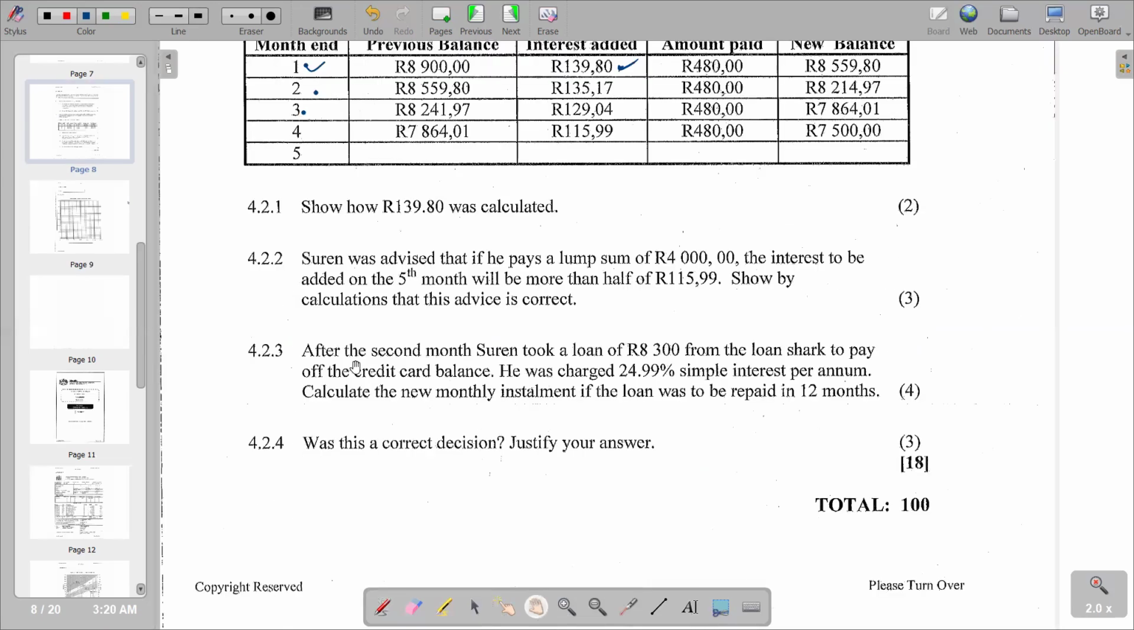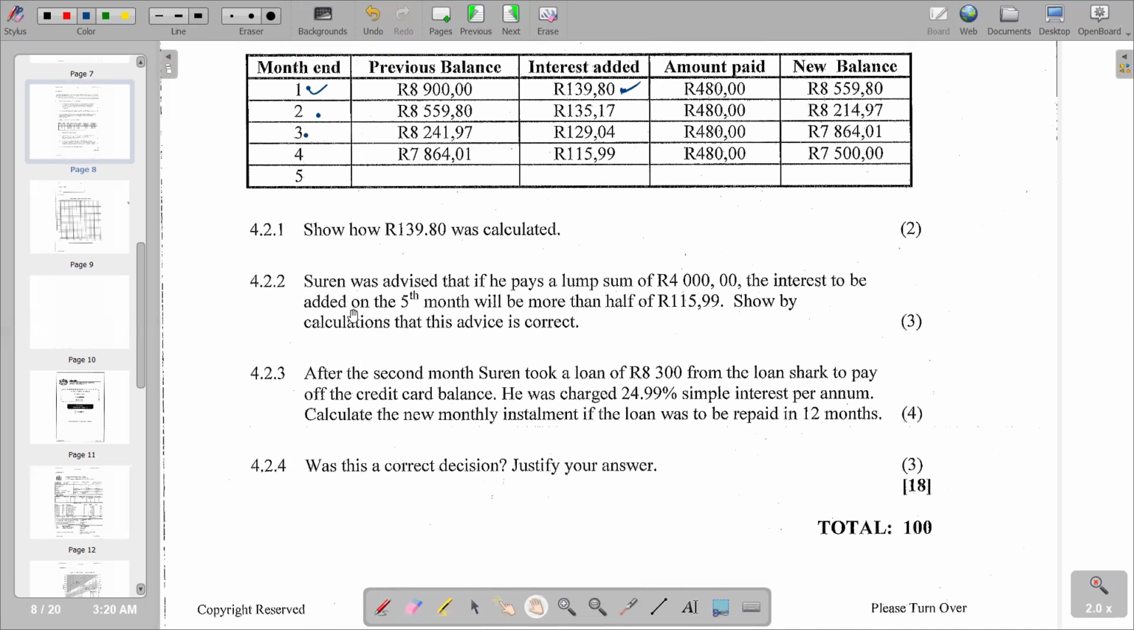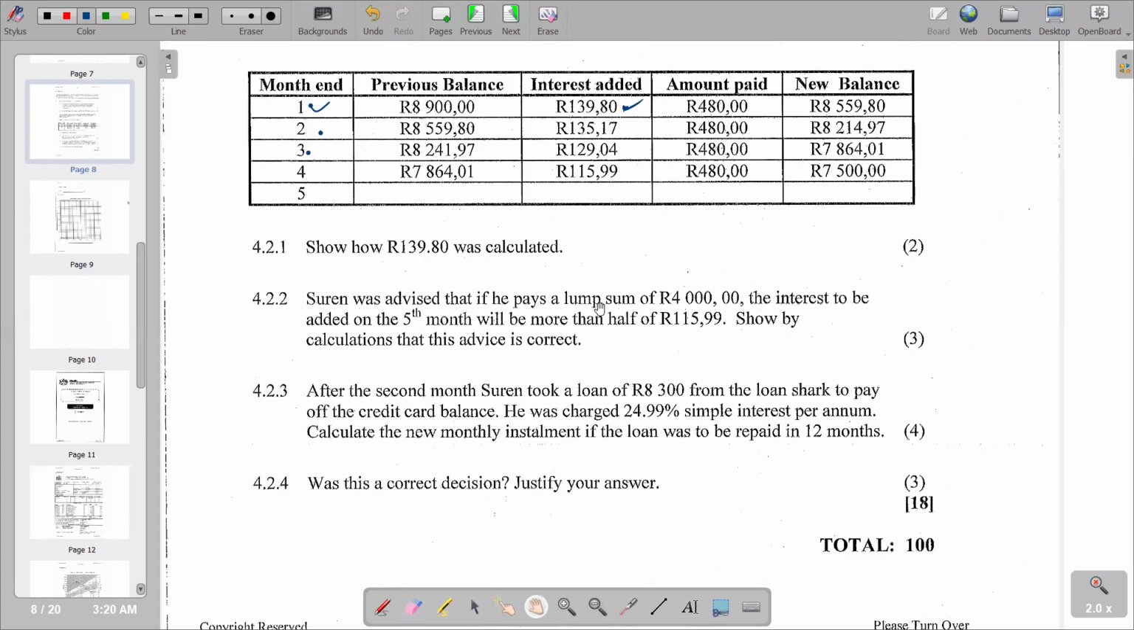We'll go to the next part, where 4.2.3 is saying after the second month, the student took a loan of... Maybe 4.2.2 is the next question that we're looking for. The student was advised that if he pays a lump sum of 4,000 rands, the interest to be added in the 5th month will be more than half of 115.99. Show by calculations that the advice is correct. So obviously, let's start by finding the half of 115.99. Then we make our calculation to verify that figure. Then we are saying 150.